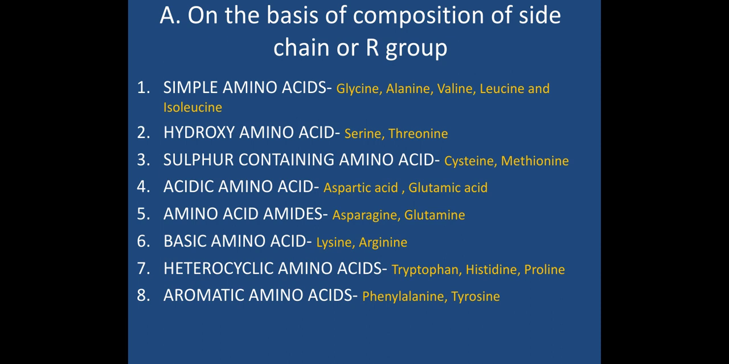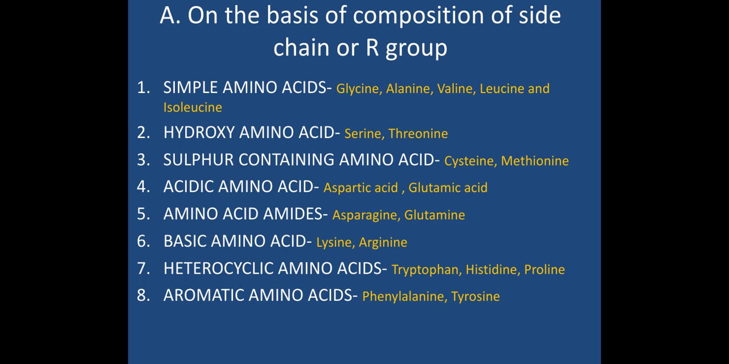Now, on the basis of the composition of side chain or R group, we can classify amino acids into 8 categories. These are simple amino acids. The simple amino acids are those which have no functional group in their side chain, and these amino acids are glycine, alanine, valine, leucine and isoleucine. Hydroxy amino acids are those that contain a hydroxyl group in their side chain, and the two amino acids possessing a hydroxyl group are serine and threonine.